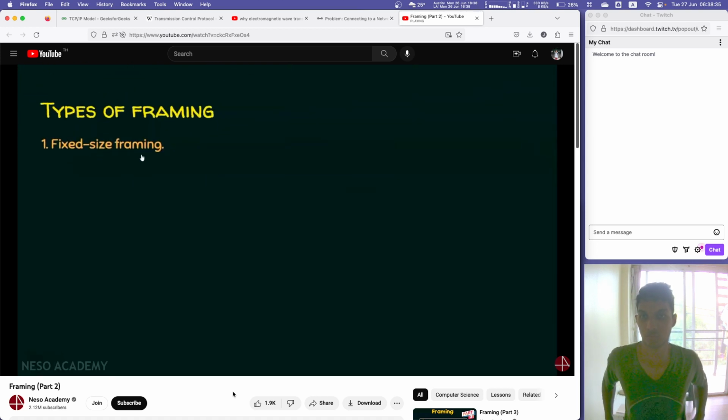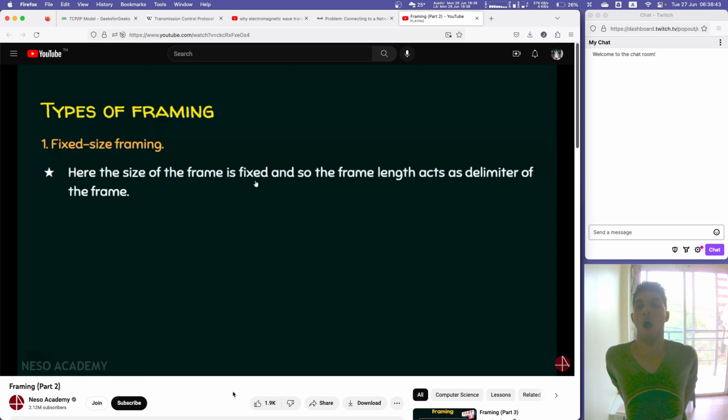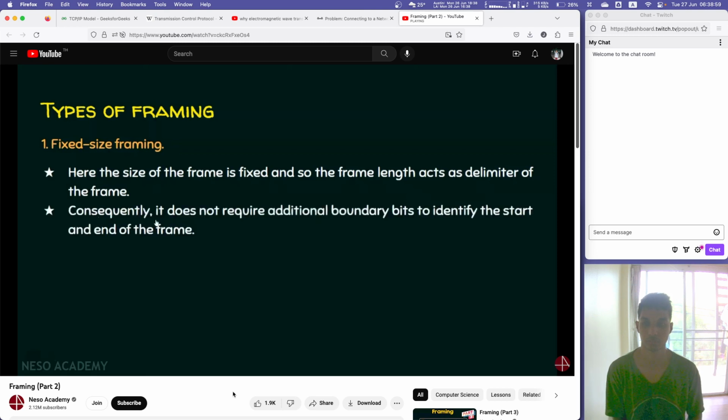In a fixed size framing, the sender and receiver know the size of the frame. So it is easy for the sender and receiver to construct the frame. Here, the size of the frame is fixed so that the frame length acts as the delimiter of the frame. For example, if the size is 100, after receiving 100 bits, the receiver can understand that frame 1 is collected. Then the next set of 100 bits means it is frame 2. Consequently, it doesn't require additional boundary bits to identify the start and end of the frame. Since the size itself is acting as the delimiter, it does not require to give a start of the frame or the end of the frame.